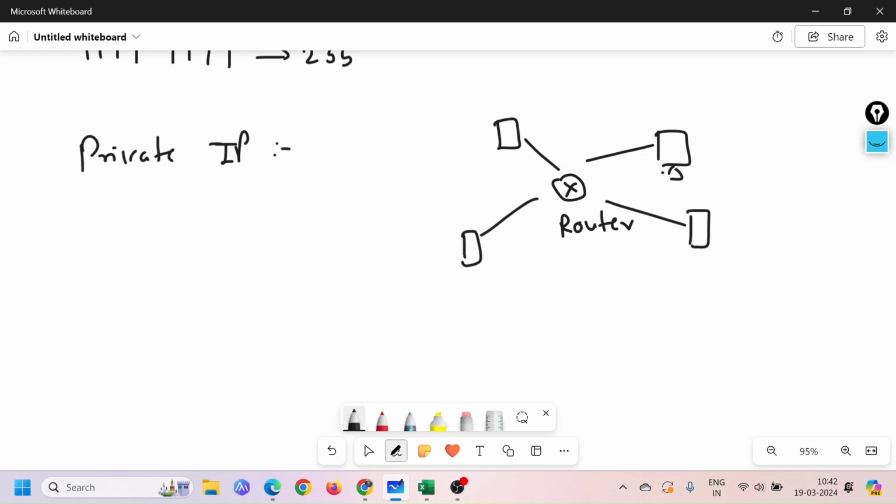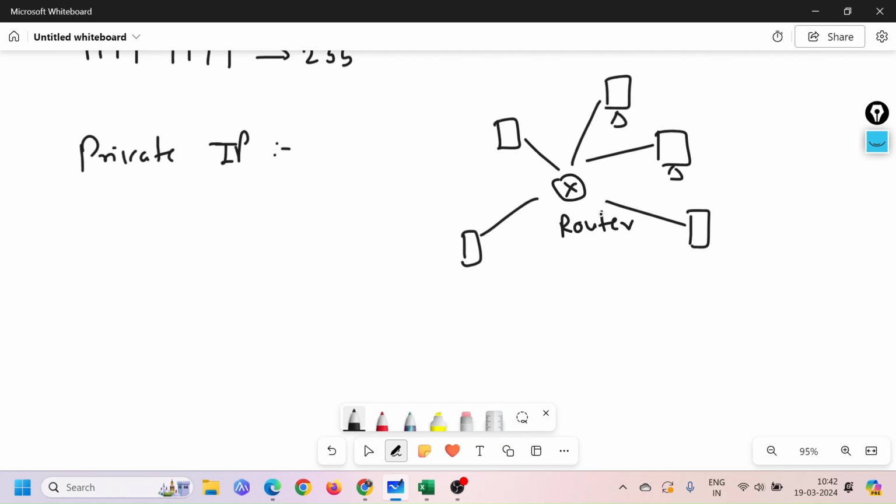Now in this case, each of these devices, like this laptop, these mobile devices, or another laptop, is identified by some unique IP. That IP we call a private IP. Here in this case also, right now I am already connected with the Wi-Fi router, but still I have two IPs for this laptop. One is a private IP, one is a public IP, and each IP has some usage.